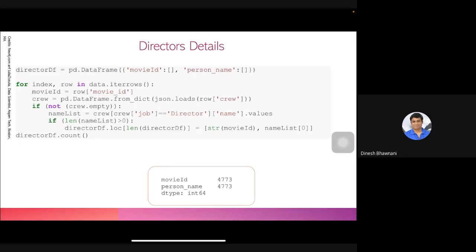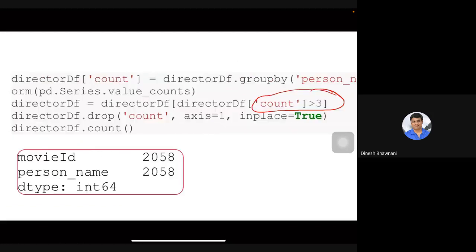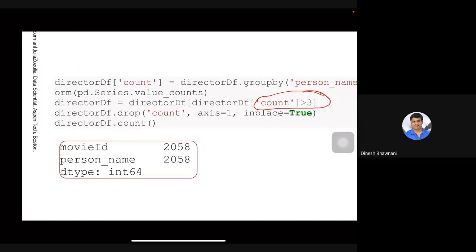Then you have to run a subsequent code to prioritize it, count greater than 3. Okay, and then it will update the count again.